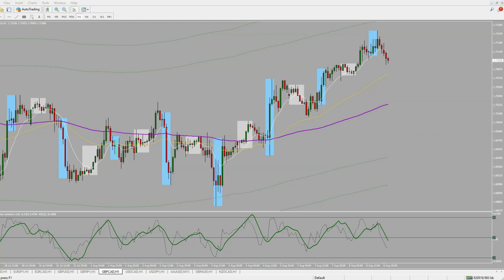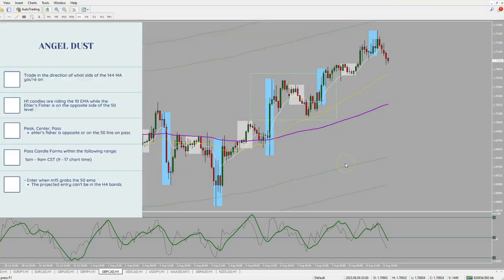The first example that we're actually going to look at just happened yesterday on the GBP CAD. We're going to look right here in this boxed area. The first rule of angel dust is that you're going to trade in the direction of whatever side of the 144 EMA you're on. The 144 moving average is the purple line. So if our formation is above the purple line, we're only looking to buy if we see angel dust. Likewise, if our formation happens below the purple line, then we would only be looking to sell.